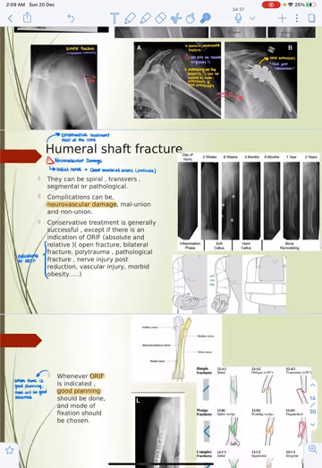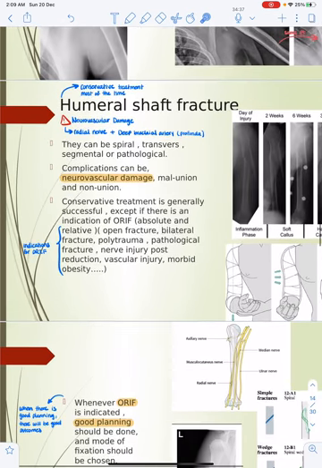So we're done with the proximal humerus. Now we move on from proximal to distal. What comes next? The humeral shaft. For the humeral shaft, it could be spiral, transverse, segmental, or pathological. Spiral means it twists around the bone, it's spiral from its name. Transverse is just horizontal. Segmental is a kind of comminuted fracture.